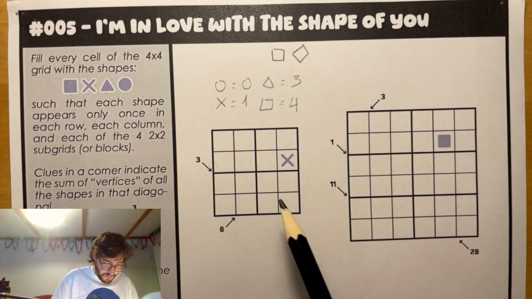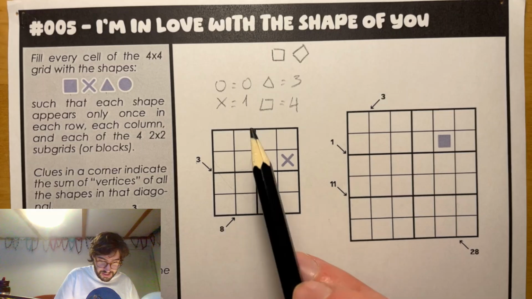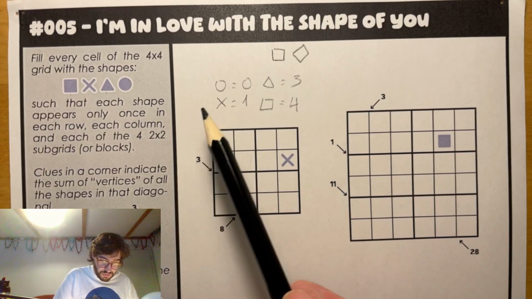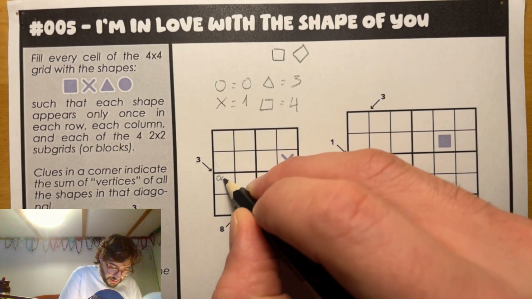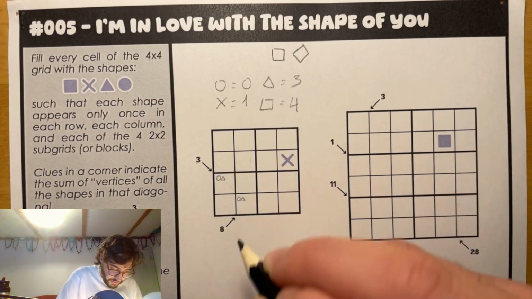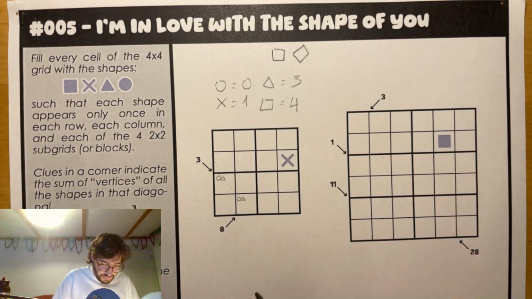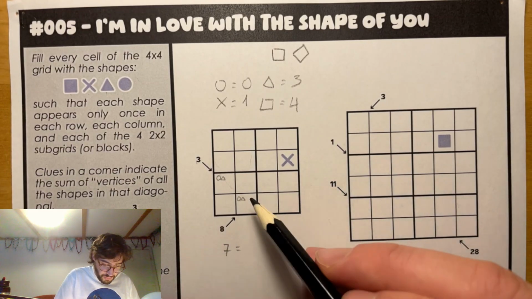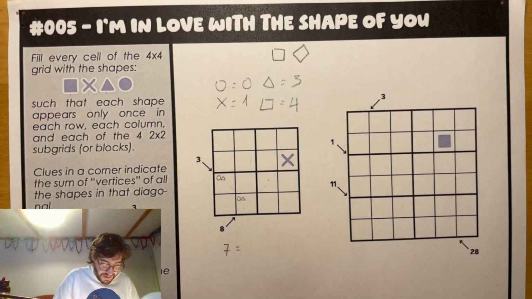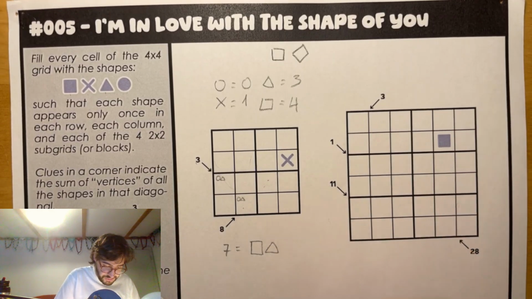So let's start. We know that in this diagonal it should add up to 3. That means I can only use a circle and a triangle. So I'm going to pencil here a circle and a triangle, and a circle and a triangle. And then I know that in this diagonal I need to sum 8. So I already have 1. So basically I need to make 7 with 2 shapes. And I can only do 7 with a square and a triangle.